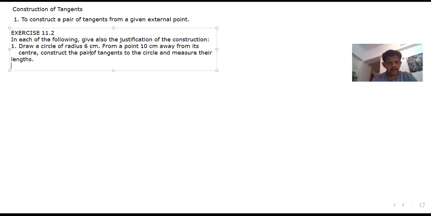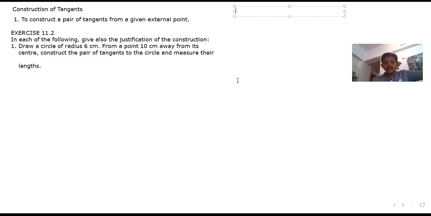Draw a circle of radius 6, and from a point 10 centimeters away from its center, construct the pair of tangents. Now, as usual, first I will give you the steps of construction. Very easy. You will follow the steps, you will get the answer. Steps of construction.